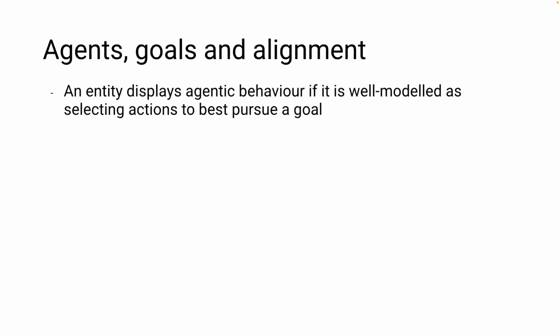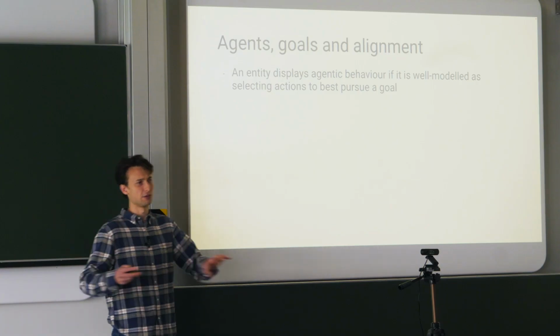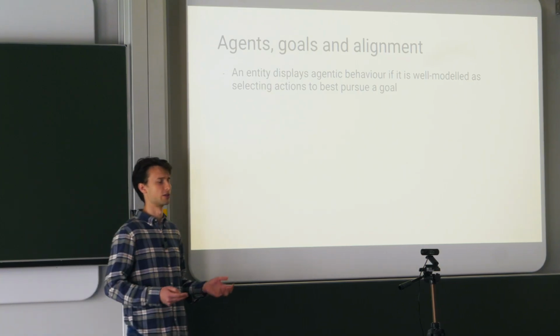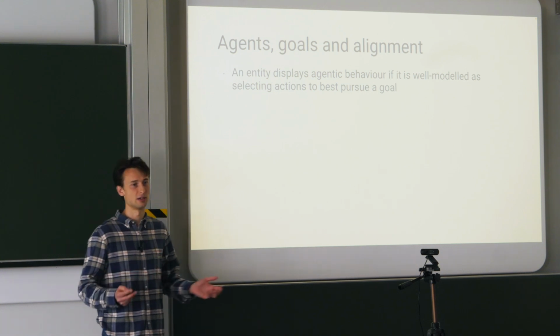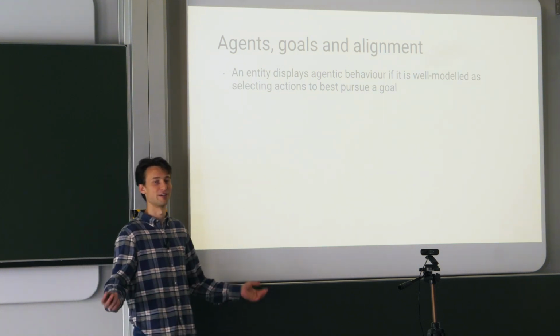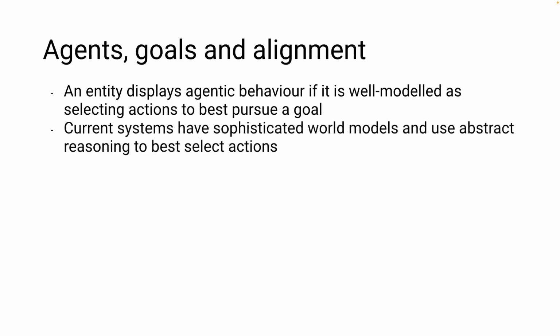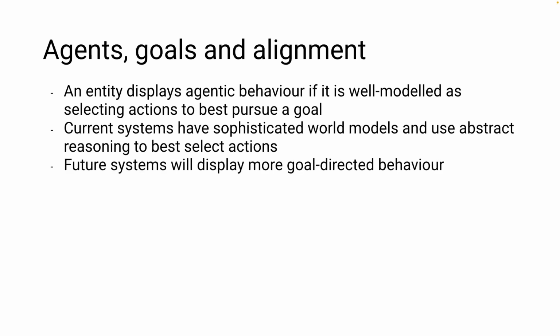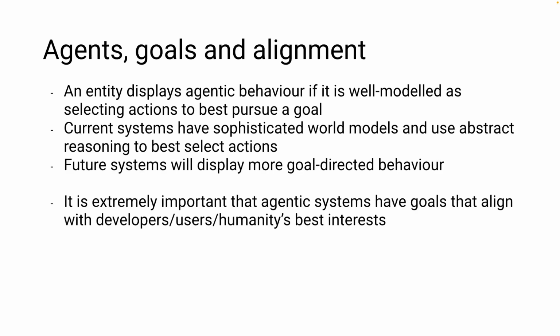So yeah, trying to put some words on the concepts I've been trying to convey, we'll say that an entity displays agentic behavior if it's well modeled as selecting actions to best pursue a goal. For those of you with a philosophical background, this is quite close to the concept of intentional stance from Daniel Dennett. And if you're interested, I recommend reading about that. But current systems already have really sophisticated world models and reason abstractly to select the best actions in different situations. And I expect this only to increase.